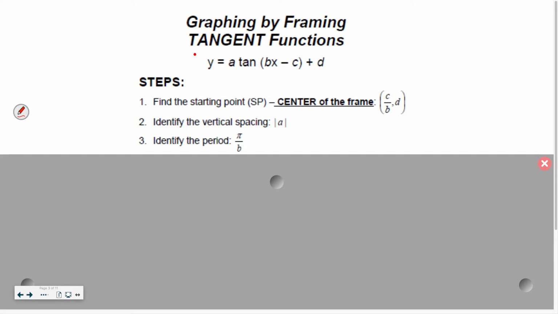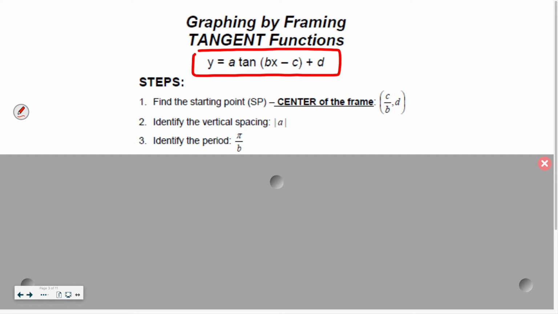First of all, I didn't write it in the notes, but if you want to put a box around it so you notice it, the equation for tangent is really the same. Even though we would say tangent doesn't have an amplitude, it does have an A value. Those things still do the same stuff: vertical stretch or shrink, horizontal stretch or shrink, horizontal shifting, and up and down vertical shifts.